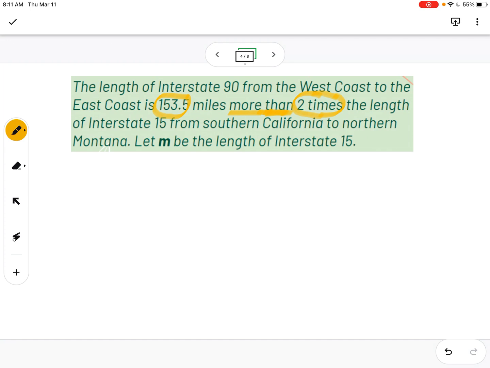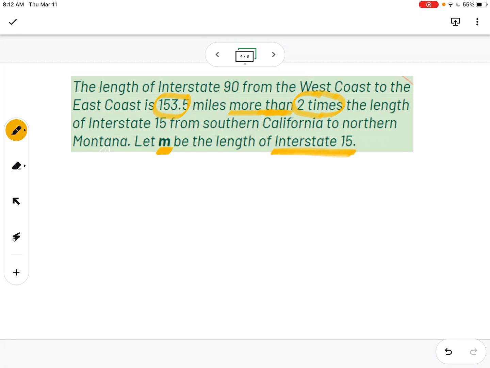All right, so let's go back and try to wrap our head around what's going on here. If it's me, I typically read a phrase or word problem about 3 times or more if I need to still wrap my head around what it's saying. So we know Interstate 90 is 153.5 miles more than 2 times the length of Interstate 15. And we know that m, they gave us a variable to represent Interstate 15. The variable m is going to represent Interstate 15.